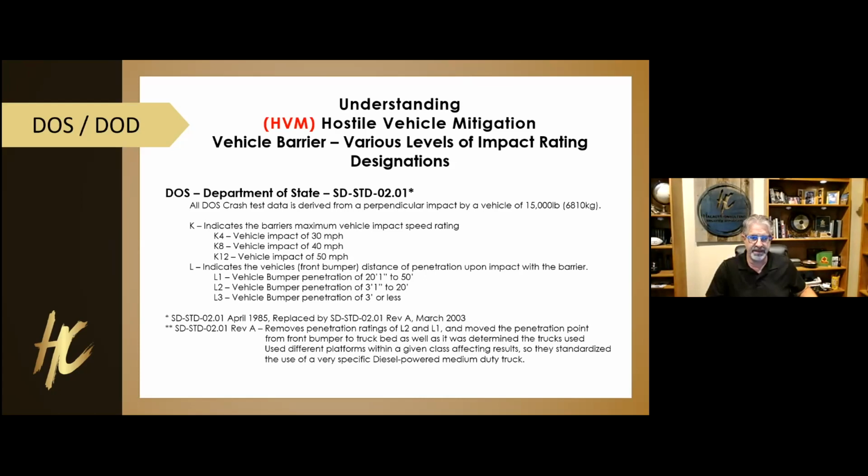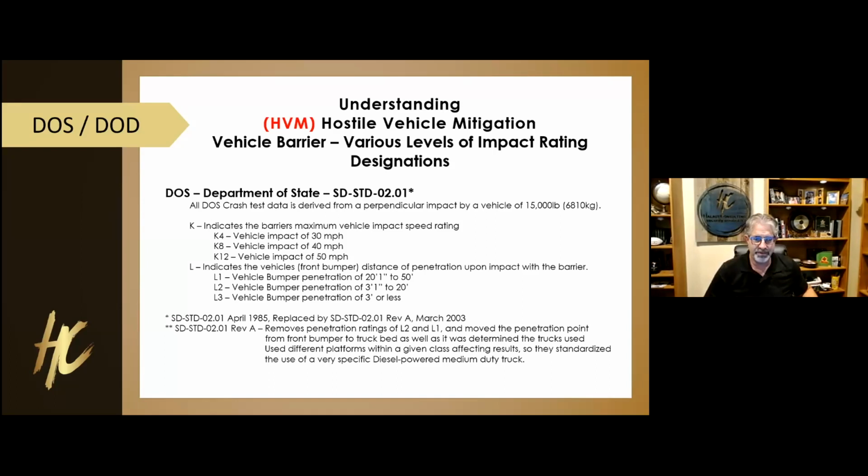The second indicator is the penetration rating. L indicates the vehicle's front bumper distance of penetration upon impact with the barrier. And this is under the original standard from 1985. Just in case I got people shaking their heads out there.